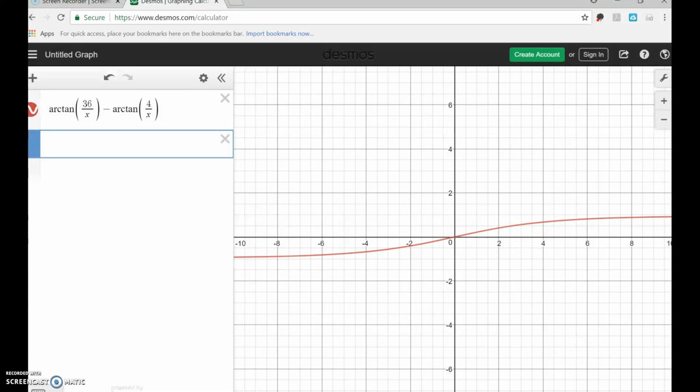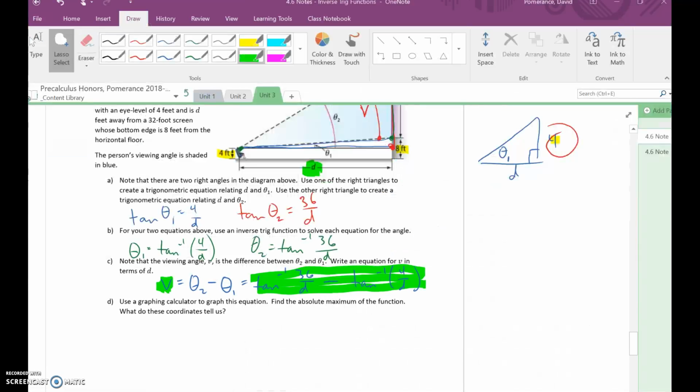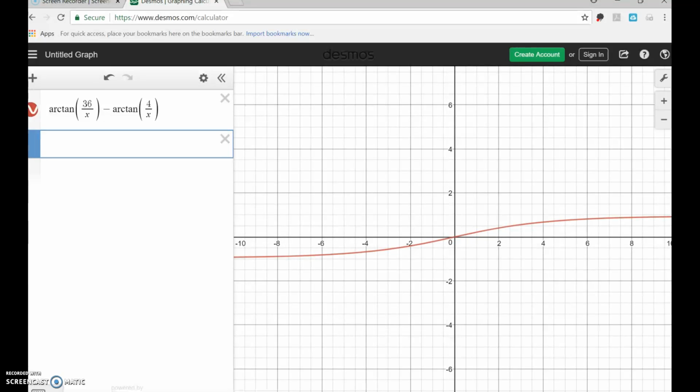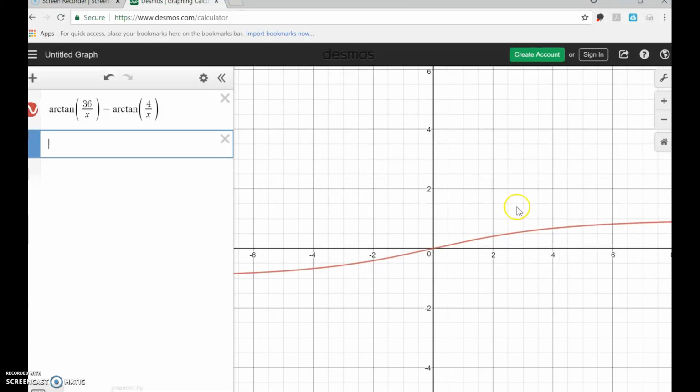Now let's make sure we understand what this graph is showing us. The input value X represents, in this problem, D, the distance the chair is from the wall. And as D changes, it affects the size of our viewing angle. So that will be our vertical axis. So, for example, the point 3.61, 0.642 means when D equals 3.68, V, remember that's the viewing angle, equals 0.642.